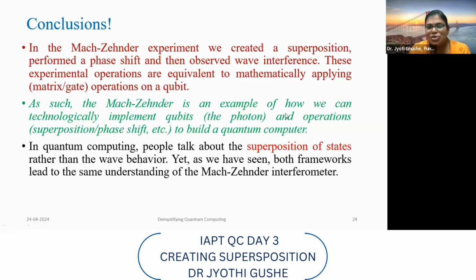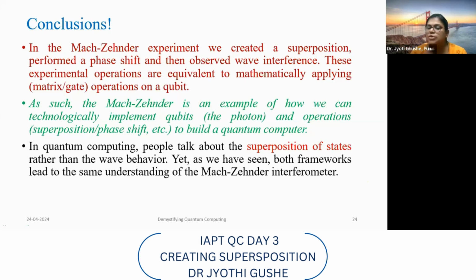Now, considering all these simulations, what is our conclusion? What are we trying to arrive at? In the Mach-Zehnder experiment, we created superposition, performed a phase shift, and then observed wave interference. These experimental operations are equivalent to mathematically applying matrix or gate operations on a qubit. Yesterday, if you remember, Vandana ma'am showed various gates, NOR gate, XOR gate, OR gate, AND gate, and how we were giving the inputs and getting the outputs classically. Similarly, the Mach-Zehnder experiment is one possible arrangement where we can create a superposition.